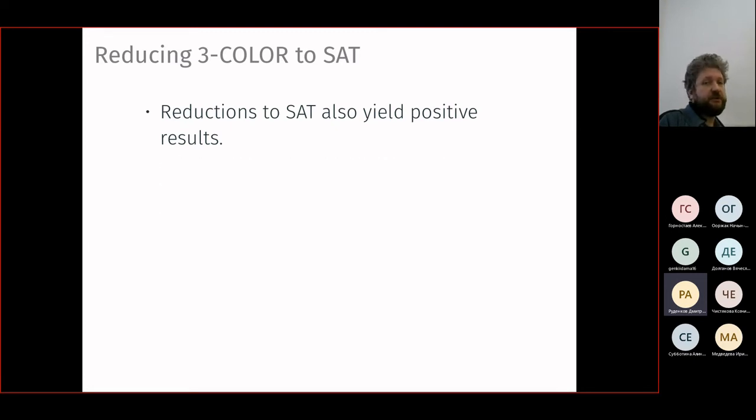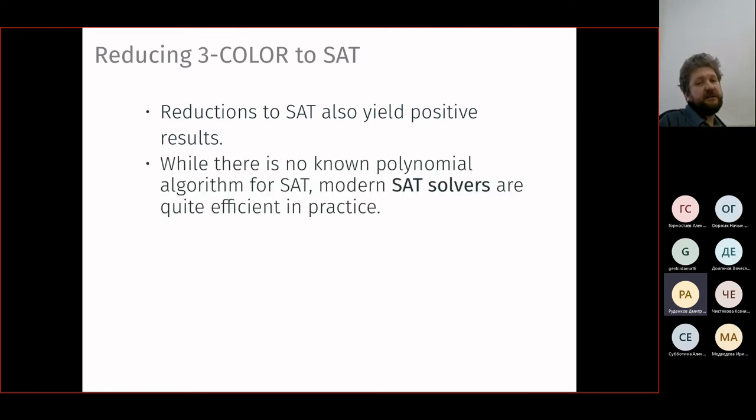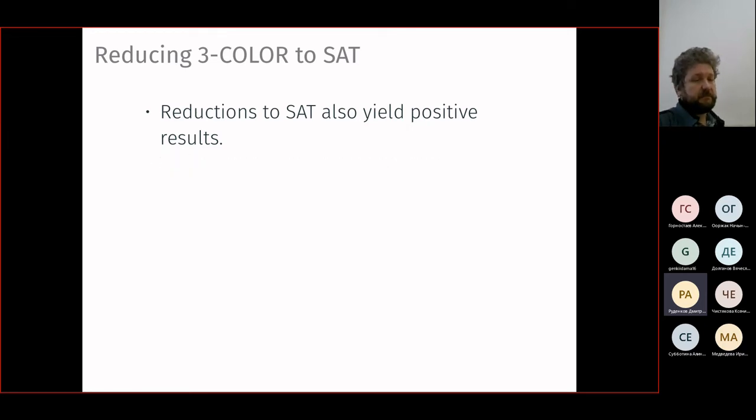Sometimes reduction to SAT also yields positive results. How could it work? As I said before, many times, we don't know whether P equals NP. We suppose that P is not equal to NP. And if it's the case, then SAT is not solvable in polynomial time, right? Therefore, such reductions could be meaningless, right? Because we reduced our problem to something for which we do not know an algorithm. And this is strange, because what is the meaning of this reduction? How could we use it?